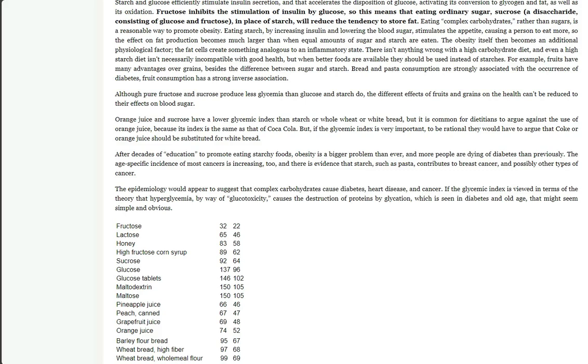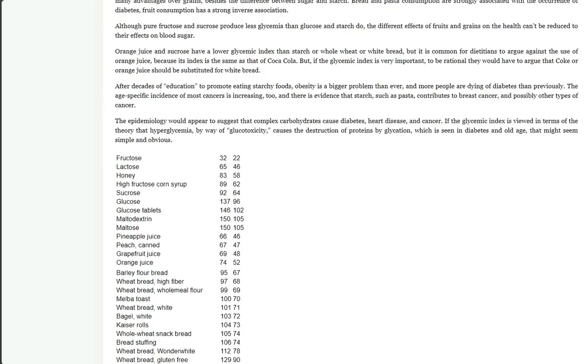Breads and pasta consumption are strongly associated with the occurrence of diabetes. Fruit consumption has a strong inverse association. Although pure fructose and sucrose produce less glycemia than glucose and starch do, the different effects of fruits and grains on the health can't be reduced to their effects on blood sugar.